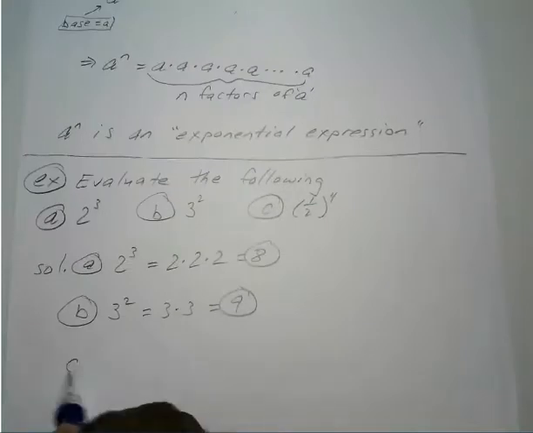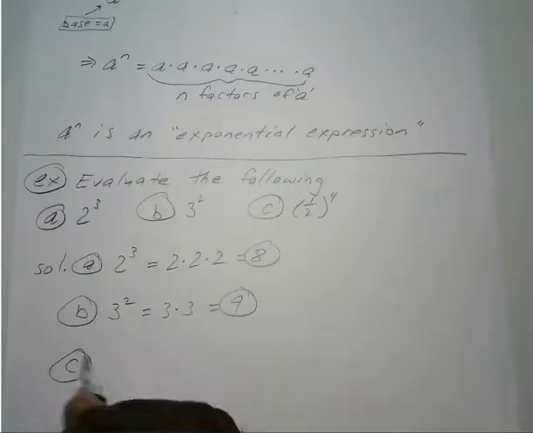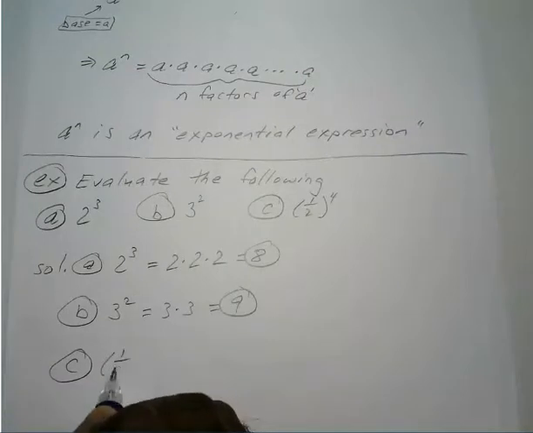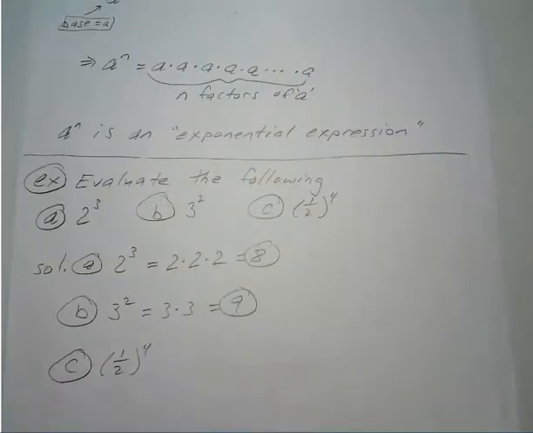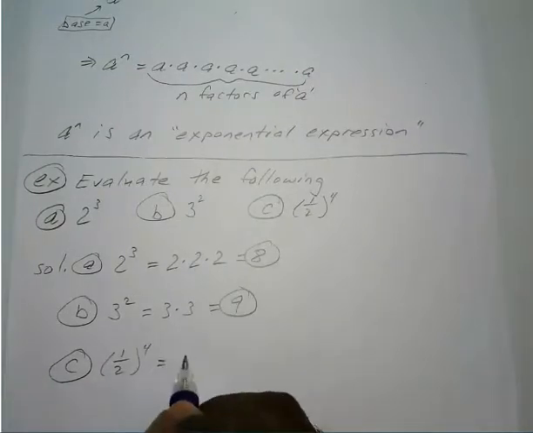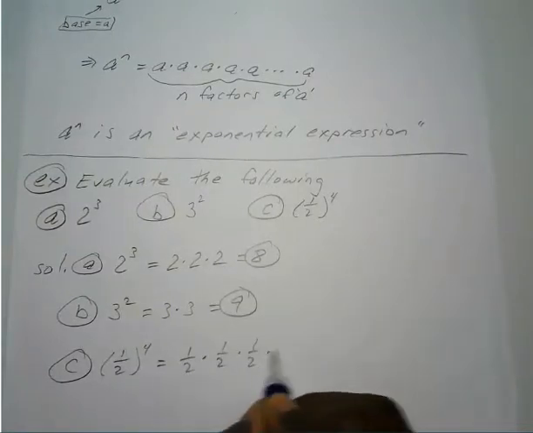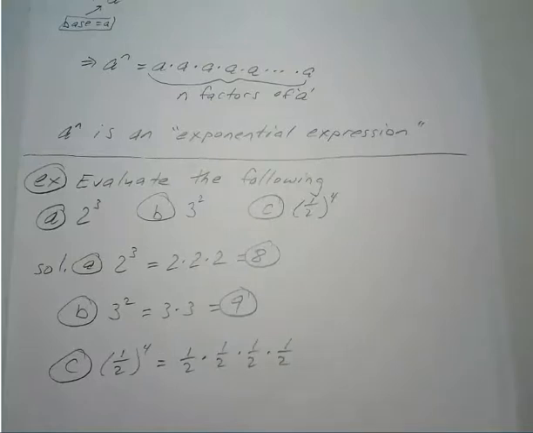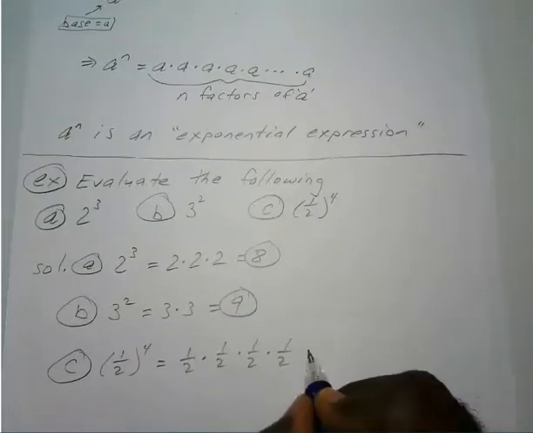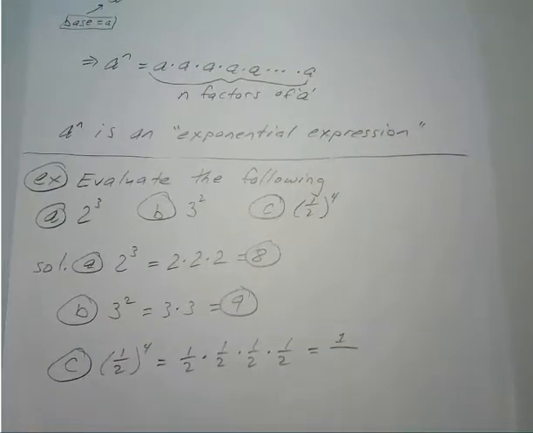Okay, now for problem C, if you have 1/2 to the fourth power, then that's equal to 1/2 times 1/2 times 1/2 times 1/2. Okay, so we know that 1 times 1 times 1 times 1 is equal to 1. And 2 times 2 times 2 times 2, we have 2 times 2 is 4, 4 times 2 is 8, 8 times 2 is 16.